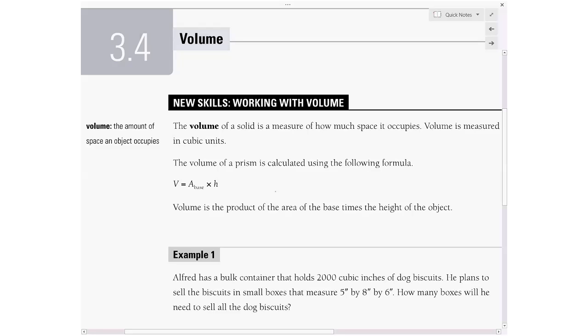Volume is just the amount of space an object occupies. So everything has volume. You have volume, your cell phone has volume, your water bottle has volume. Everything takes up space. So the volume of a solid is the measure of how much space it occupies, and we measure it in cubic units.